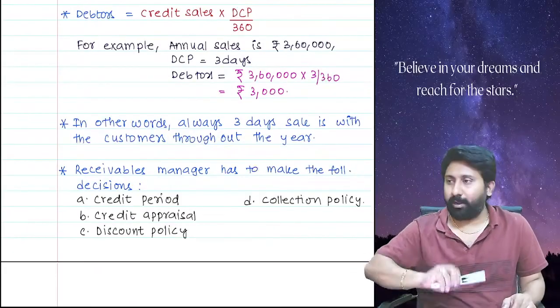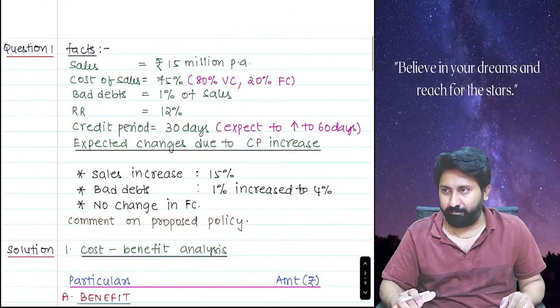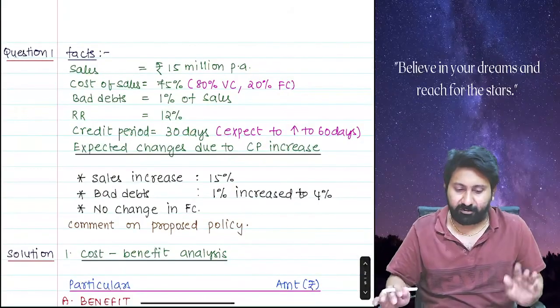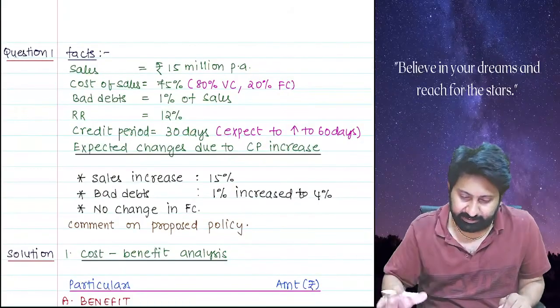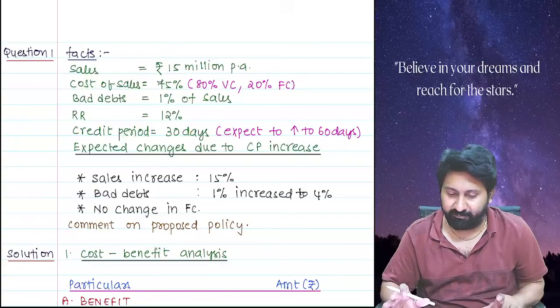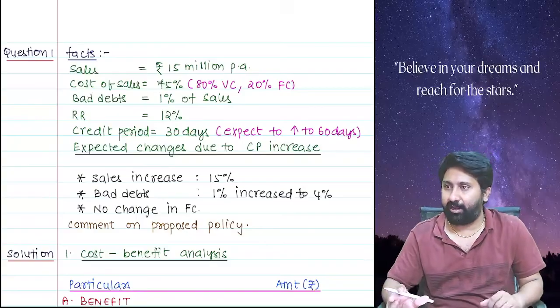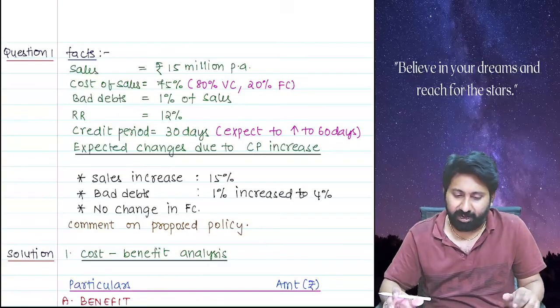Done? Okay. Let's go into a problem. First, let us see the facts of this question. Sales 15 million per annum. 15 million represents 1 crore 50 lakh. Okay, 150 lakhs or 1 crore 50 lakhs.